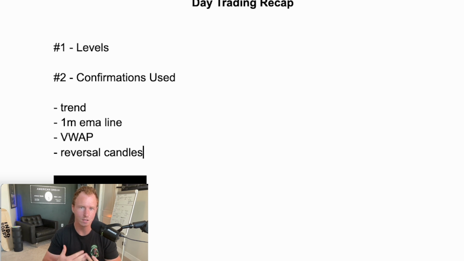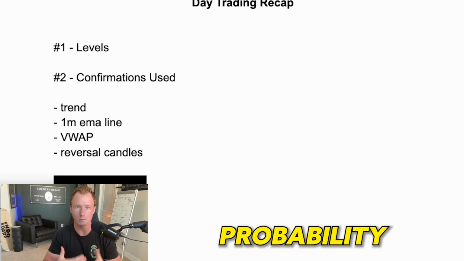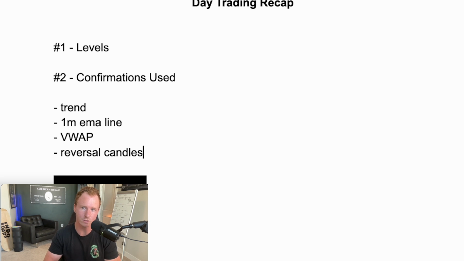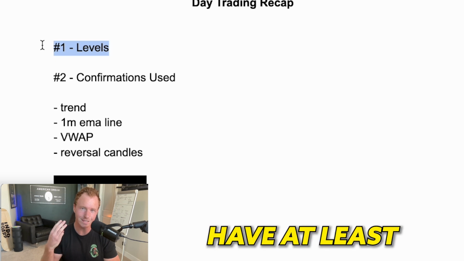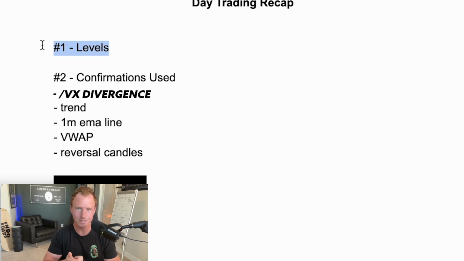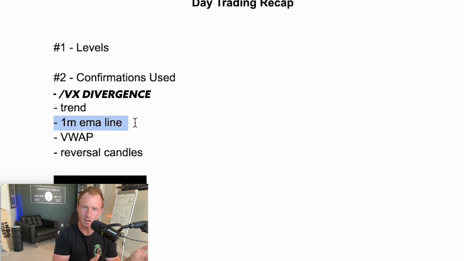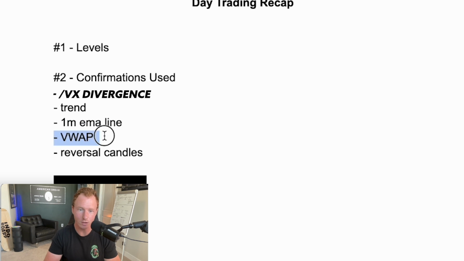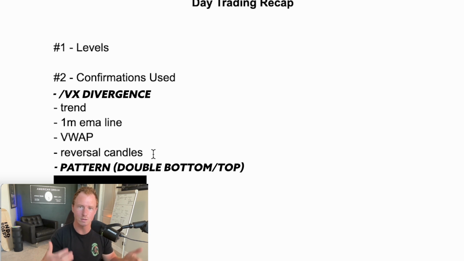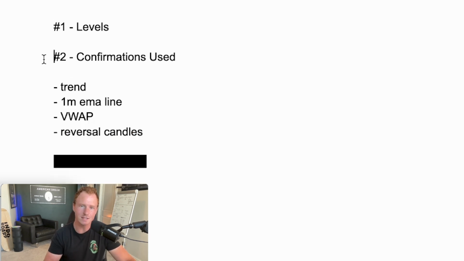Now, like I said before, usually the more confirmations you have, the higher probability the trade will actually work. So for me, I want to make sure that not only are we in that key level, but we also have at least 3 confirmations, right? Whether that's VIX divergence, whether that's the trend, whether that matches up with an EMA line, maybe it's a 5-minute time frame EMA line or 1 minute. Maybe we're near the VWAP, maybe we have some reversal candles. Maybe it can be a pattern like a double bottom or a double top. In this case, we didn't really have that. But I always want to make sure that we have at least 3 confirmations to take the trade. In this case, we had 4.